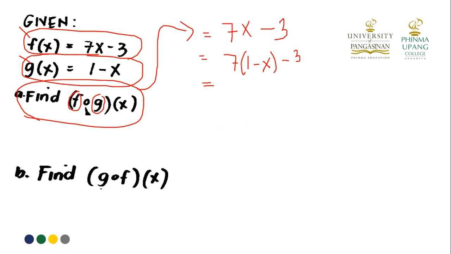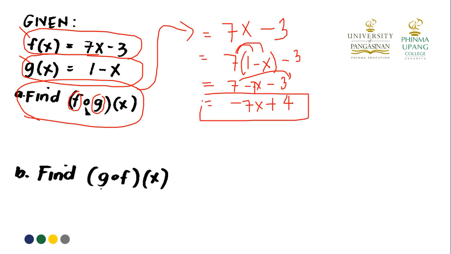Solve natin using distributive property of equality. What is 7 times 1? 7. 7 times negative x, negative 7x. Then minus 3. So, what is the answer? So, lipat natin sa kabila. Negative 3, negative 7x minus or plus? Plus. Okay, plus 4. Nasundan?